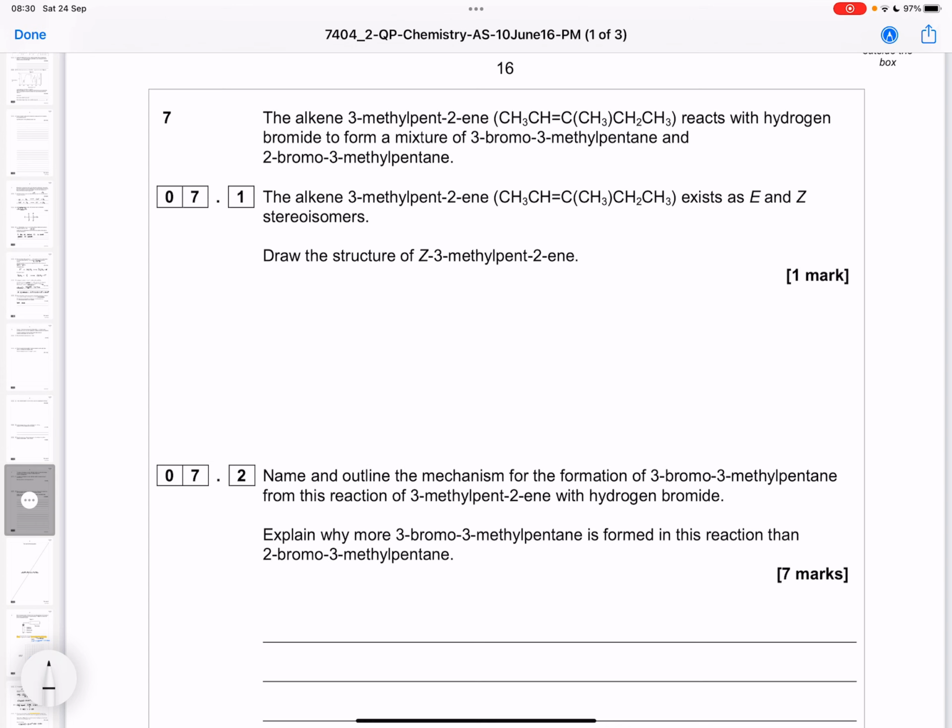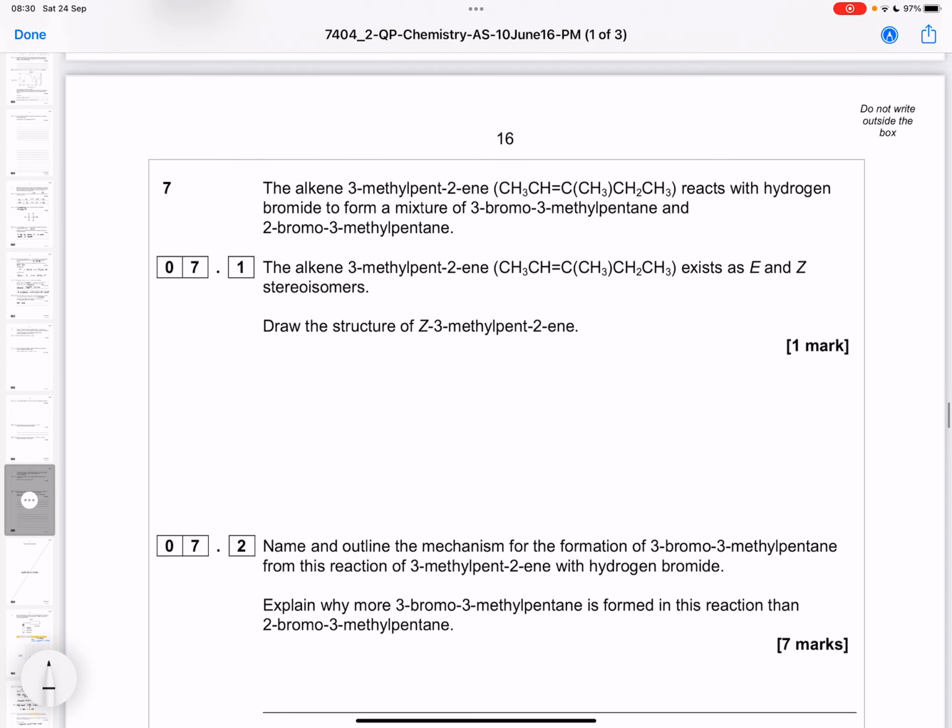So what I'm going to do first, I'm just going to sketch out and think, what does this look like? So we've got this C with the double bond in it, and on the left we've got an H and a CH3. This may not be the Z isomer. I will cross this out when I've done my working out. And on the right hand carbon I've got a CH3 and a CH2CH3.